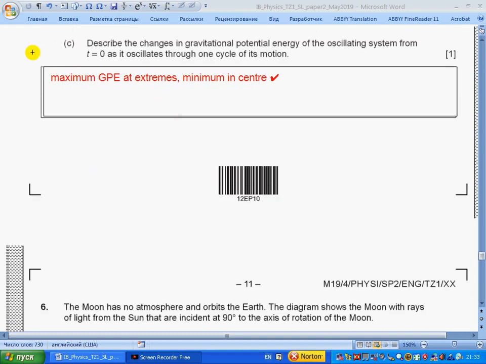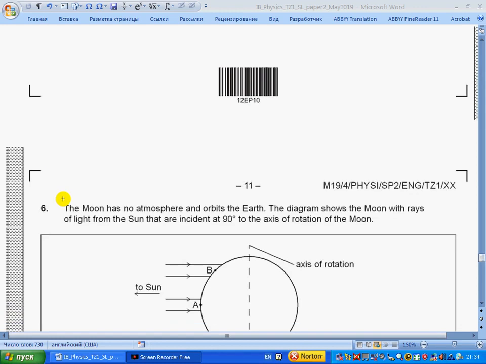(c) Describe the changes to the gravitational potential energy of the oscillating system from time t equals 0 as it oscillates through one cycle of its motion. In the mark scheme, they give potential energy at the extremes and minimum in the center. So you can use this, or describe it step by step. So first 0, then at the highest position maximum, then again 0, then maximum, and so on. So you can write it this way also.